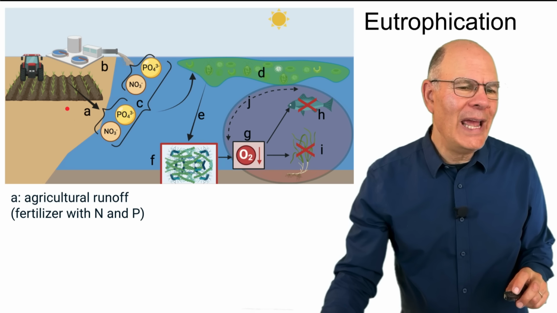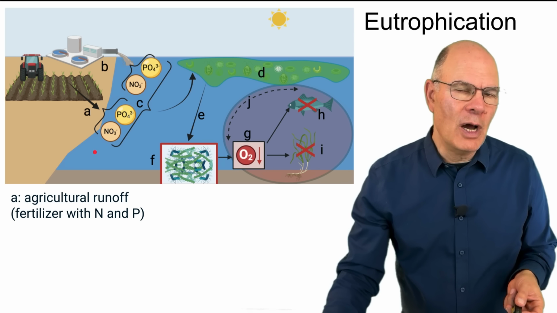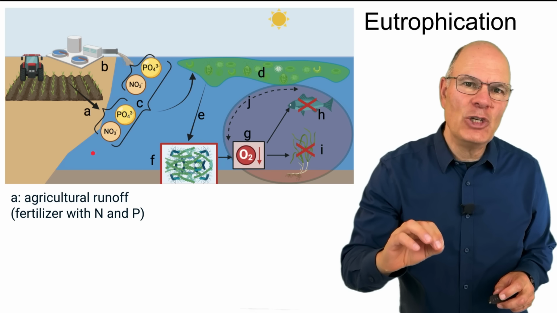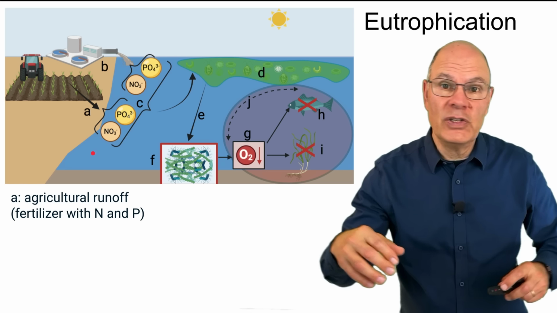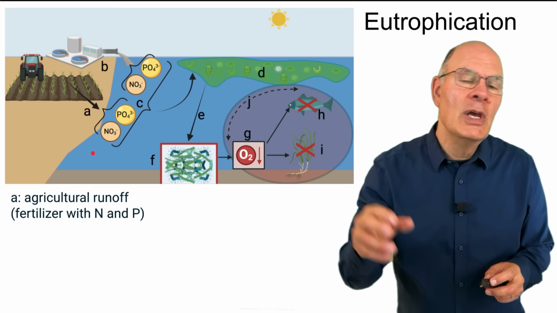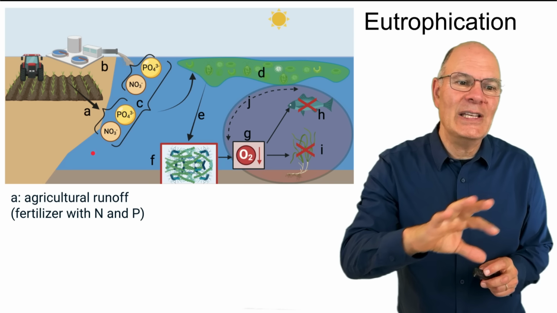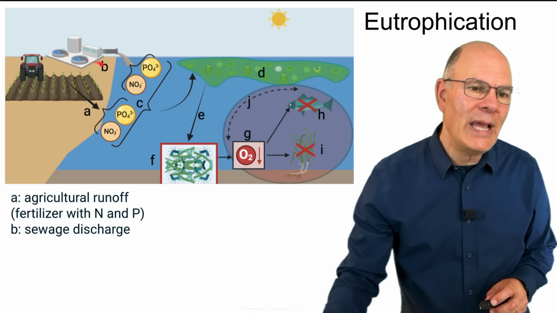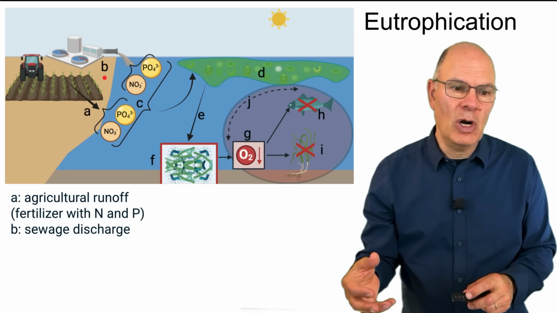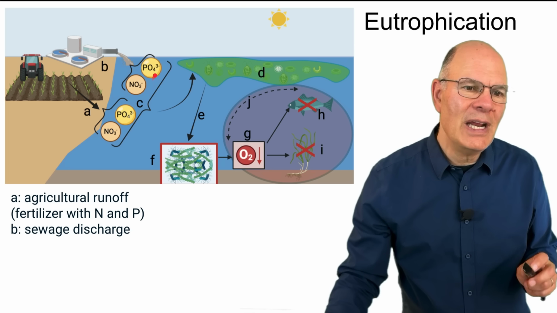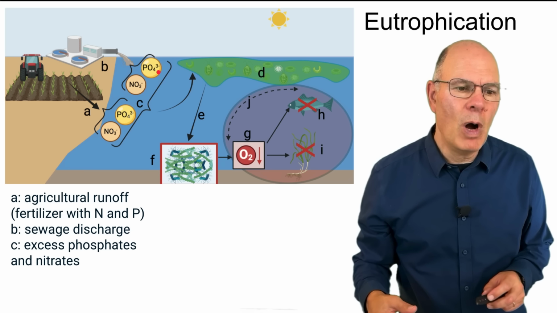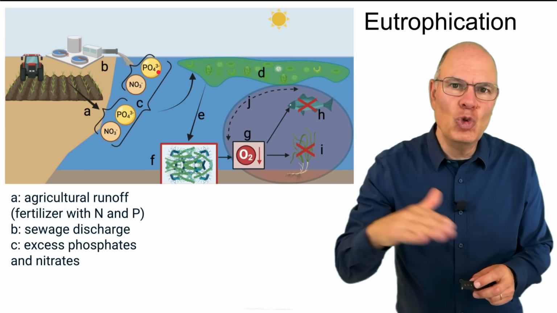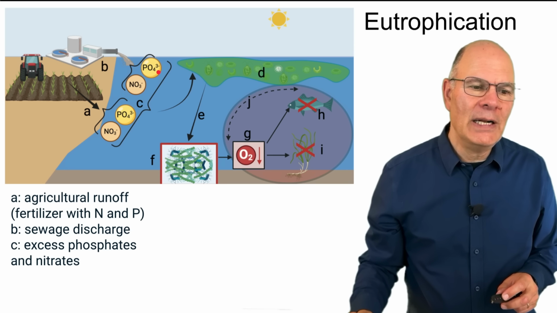Over here at letter A, we have agricultural runoff. When we apply fertilizers to our fields, that puts a lot of excess nitrates and phosphates onto those fields. They don't all get absorbed by the crops, so some of that nitrate, some of that phosphate is going to run off. That agricultural runoff is accompanied by what's shown at B, which is sewage discharge, which puts additional nitrate and phosphate into adjacent waterways. The result is excess phosphates and nitrates that wouldn't normally be at that level in that body of water.